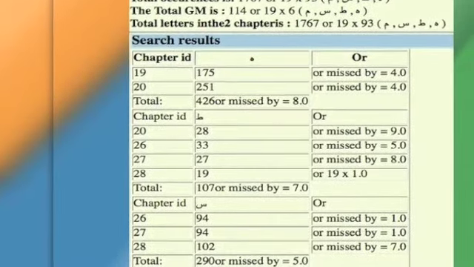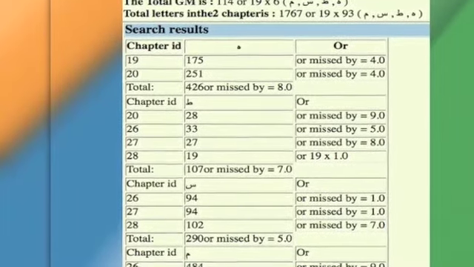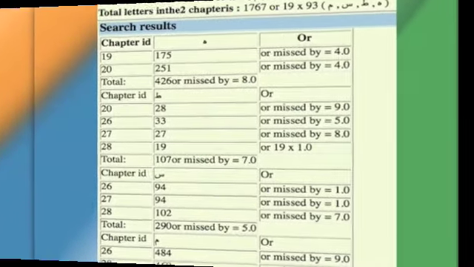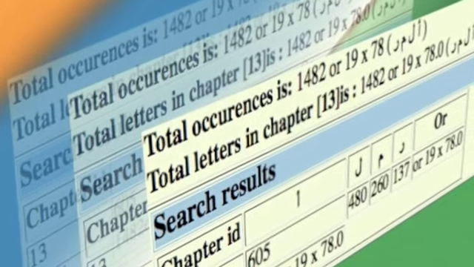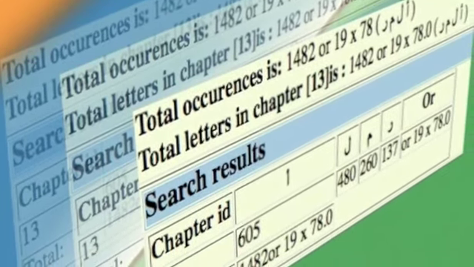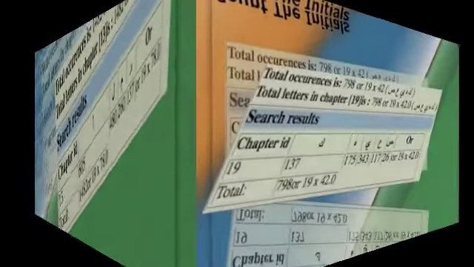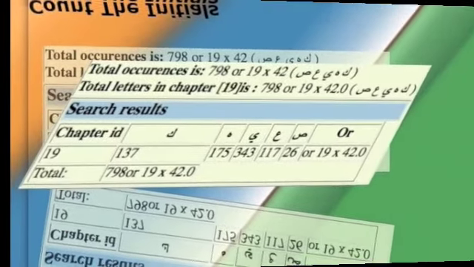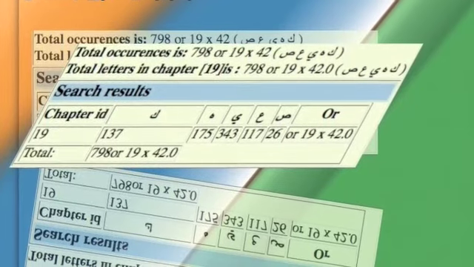Chapters 19, 20, 26, 27, and 28 share the following initials: H, T, S, and M. If you count those letters in their respective chapters and add them up, you'll find a multiple of 19. Next, chapter 13 starts with the initials A, L, M, and R. If you count the A's you'll find 605, the L's are 480, the M's are 260, and the R's are 137. The total is 1482, or 19 times 78.